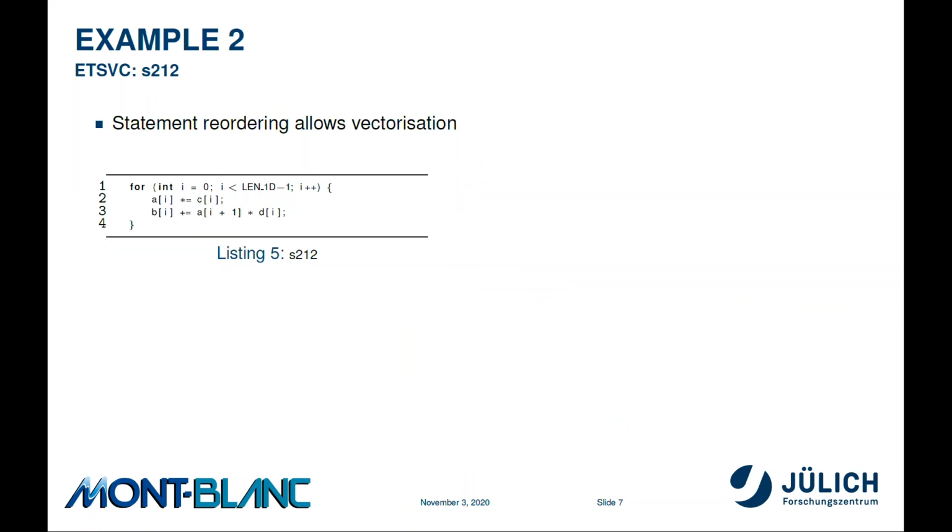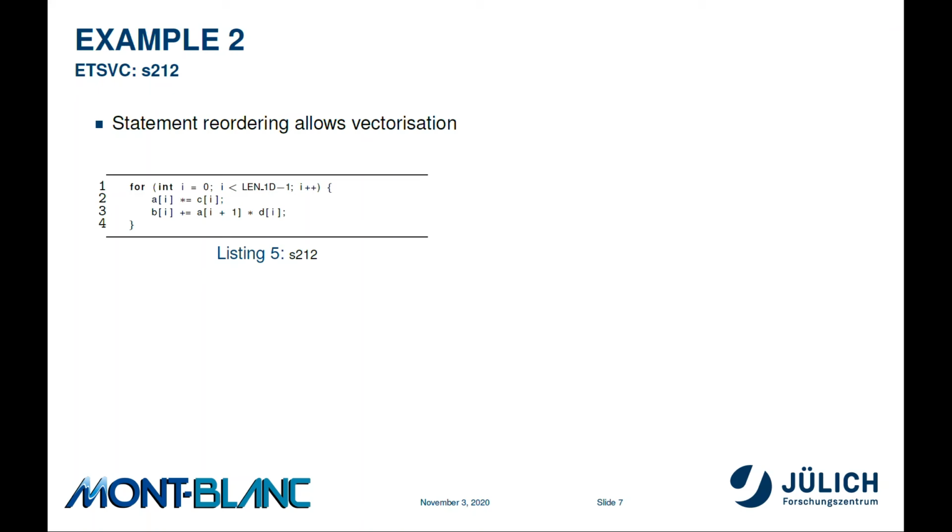The second example I want to show is loop S212. This loop considers a case where vectorizing statements in the same order as written in C would lead to an error. If we take a look at line 3, we are accessing an array element that is to be updated in the next iteration of the loop in line 2. All compilers fail to vectorize this code, with the reported reason of unsafe dependence of elements in a loop.